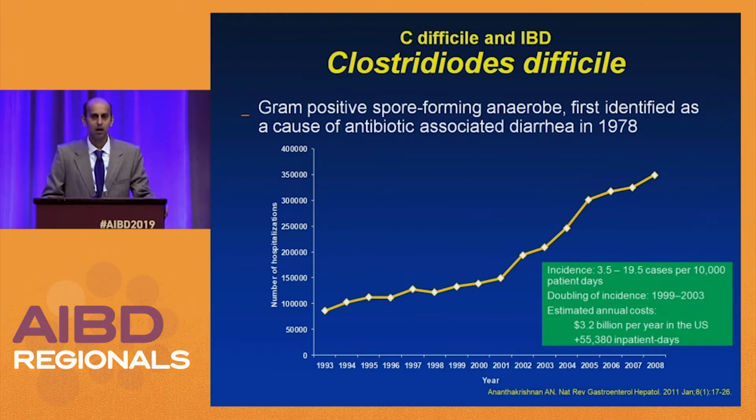The estimated cost of C. difficile infection is $3.2 billion annually, and it accounts for over 50,000 additional inpatient days. So very important infection that's associated with a lot of morbidity.